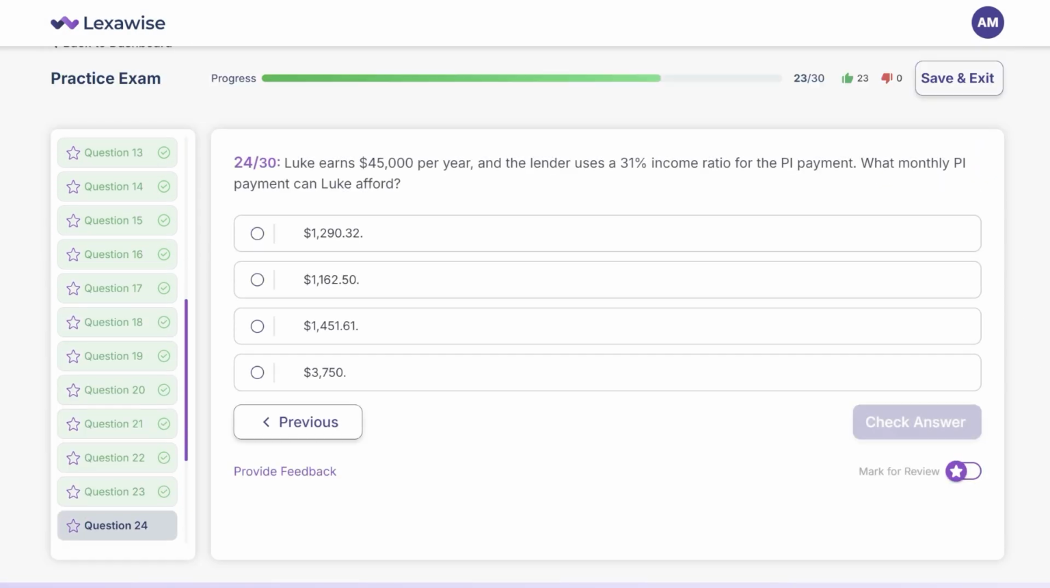This one's about affordability. Think you can estimate it? Luke earns $45,000 per year, and the lender uses a 31% income ratio for the PI payment. What monthly PI payment can Luke afford? A. $1,290.32. B. $1,162.50. C. $1,451.61. D. $3,750. Time to think it over.